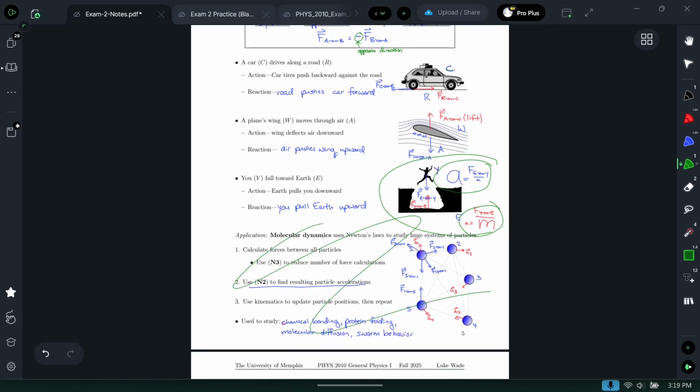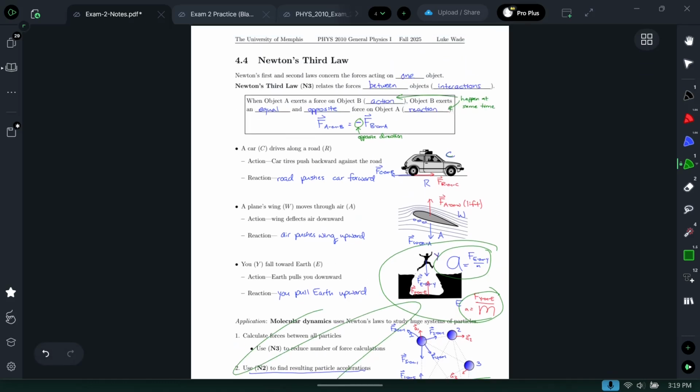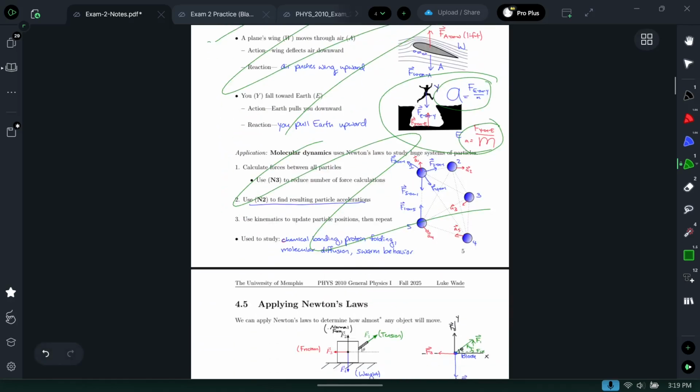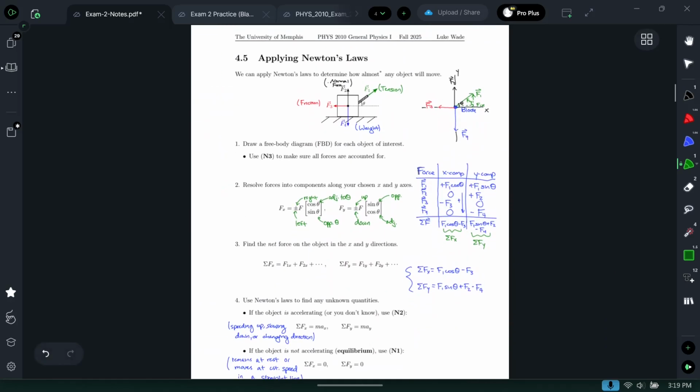All right, so again, most of this page, as far as memorizing or writing down, is not critical other than the statement of the third law. So you remember equal sized forces.